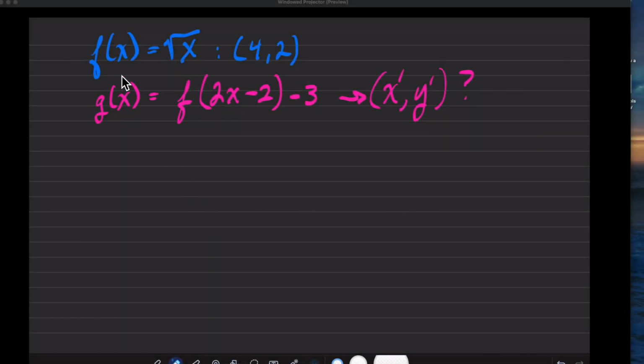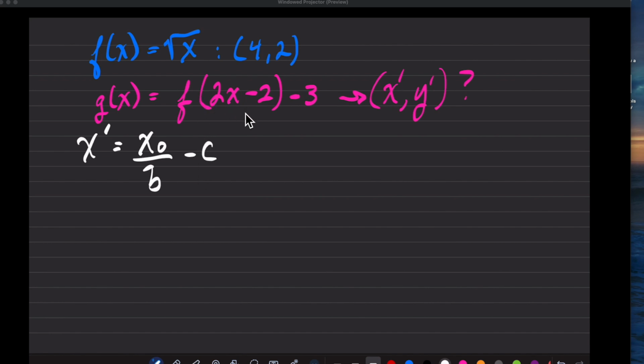Next, we are given a real-world function. The square root of x is going to be our f of x, and there is a point on f of x. Here's our transformation, and we want to figure out where this point will be transformed to. Let's go ahead and do the x first. Recall our generic formula is our x new, or x prime, is going to be x original divided by b minus c. Now, the question is, which of these do you do first?